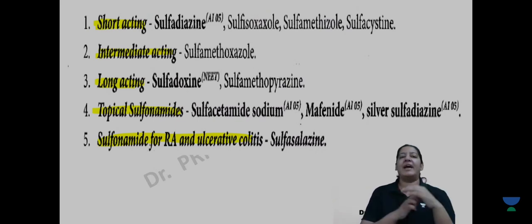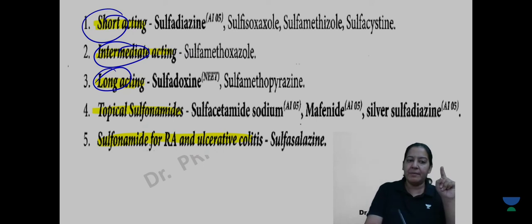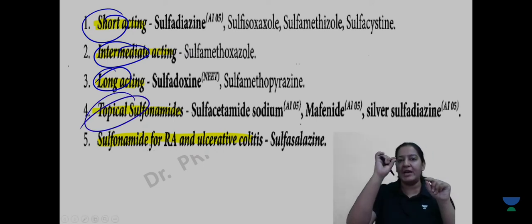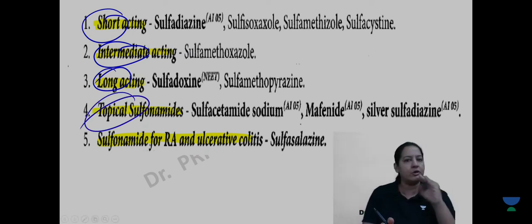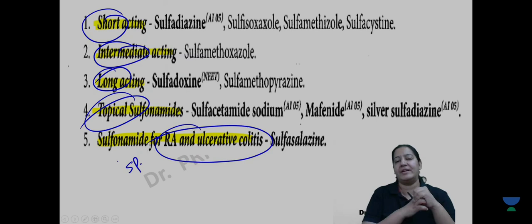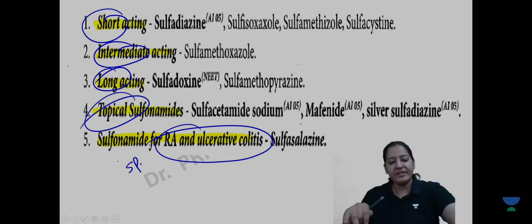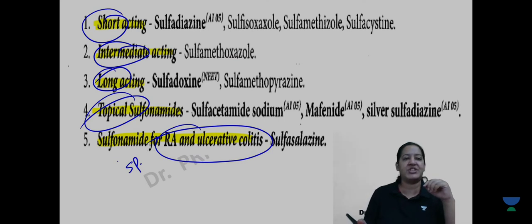Can we classify the sulfonamides? Yes. We classify based on their duration of action. Short acting, intermediate acting, long acting. Then one of them are topical. Topical means eye drops and ointments and tubes, right? Not tablets, not injections. And last one are the special category. The special category is for rheumatoid arthritis and ulcerative colitis. So divide them into 5 categories. First tell the names of the 5 categories, right? After that, tell the name of the drugs inside each category.